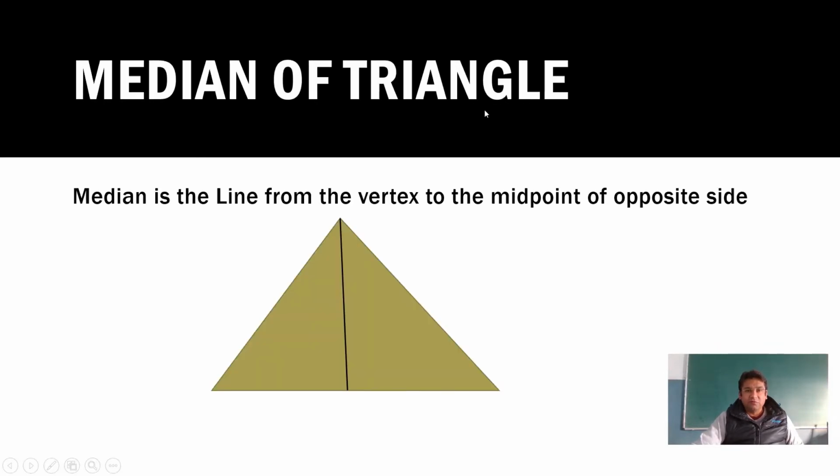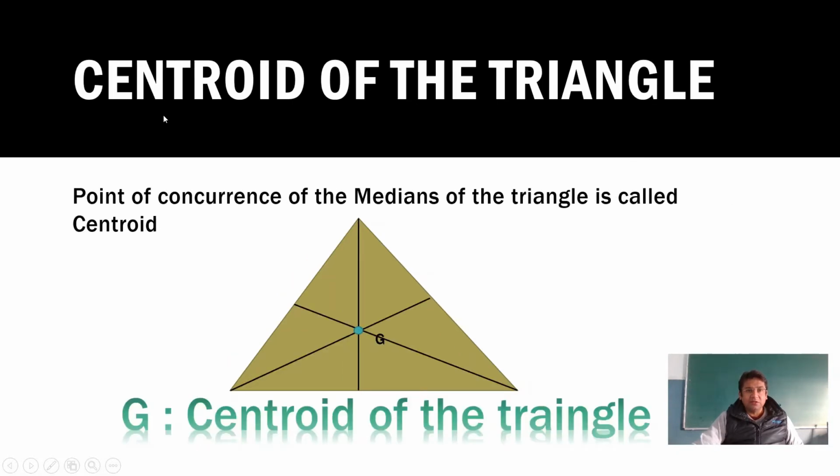Now first of all, see what is a median of a triangle. A median is a line from the vertex to the midpoint of the opposite side. And the centroid of a triangle is the point of concurrence of the medians of the triangle. Now you see the medians of all sides meet at the point G. So G is the centroid of the triangle.